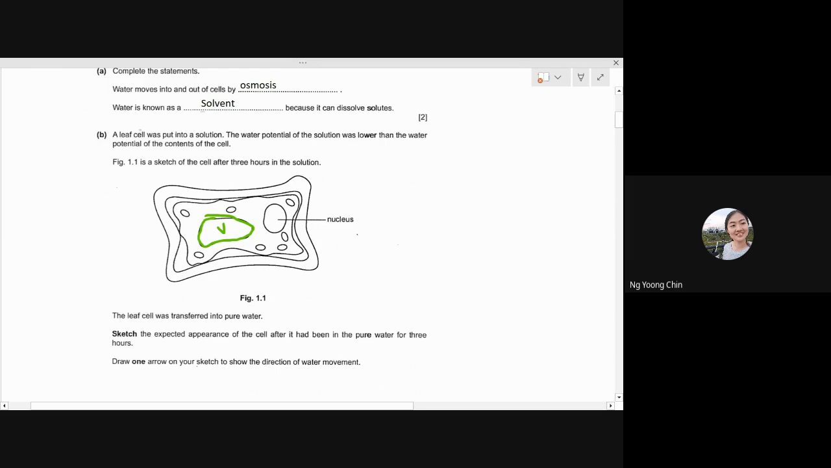So see, they put this leaf cell into the solution. The water potential of the solution is lower than the water potential of the content of the cell. So that means the outside has a low water potential, which means it is a hypertonic solution. So the leaf cell itself has a high water potential, right? So they are losing their water from inside to outside, while water comes out.